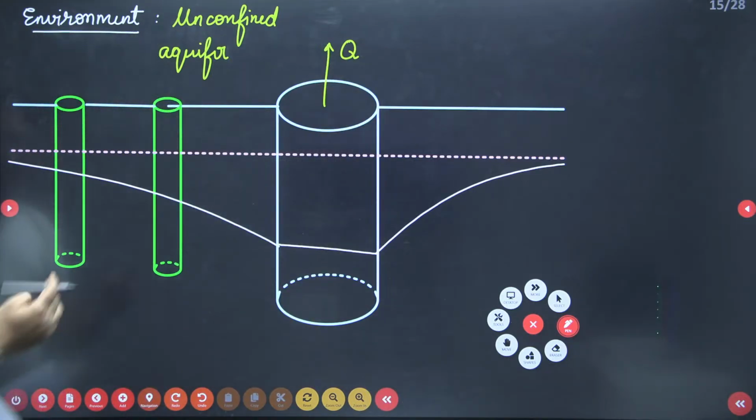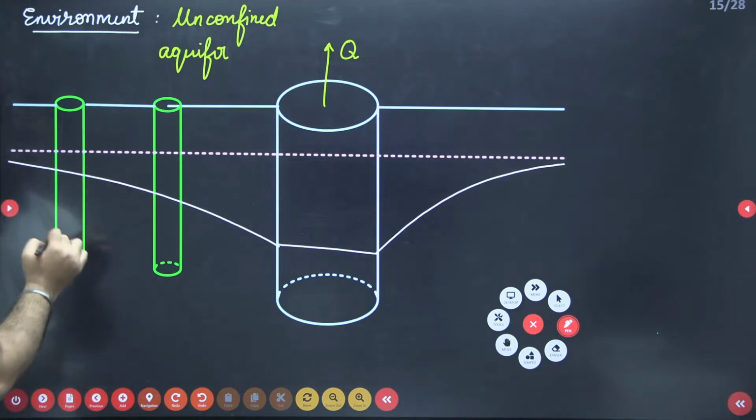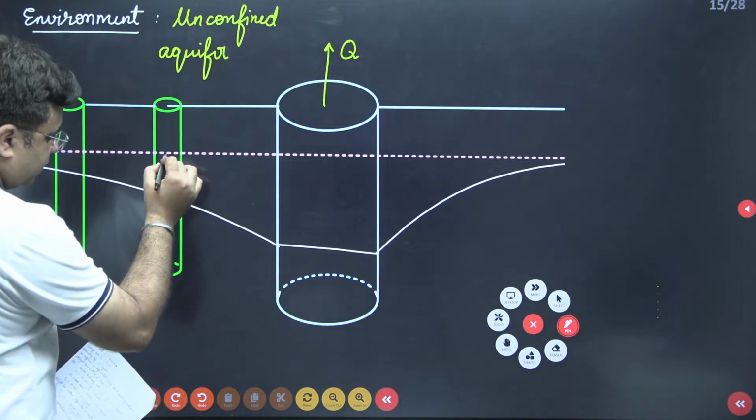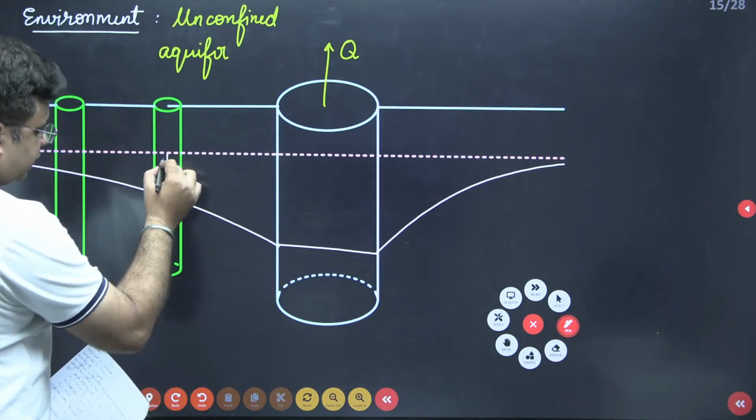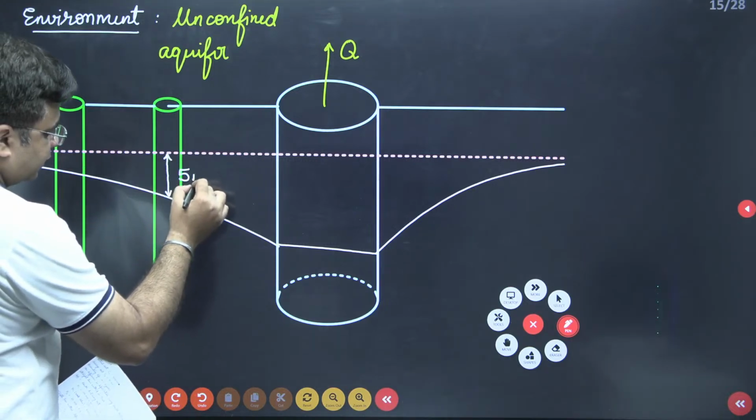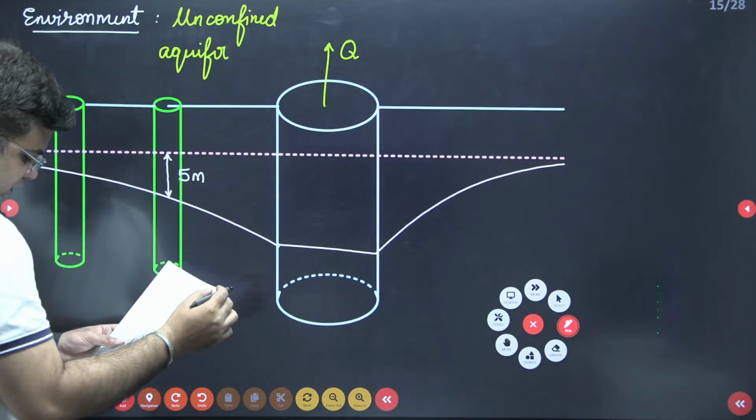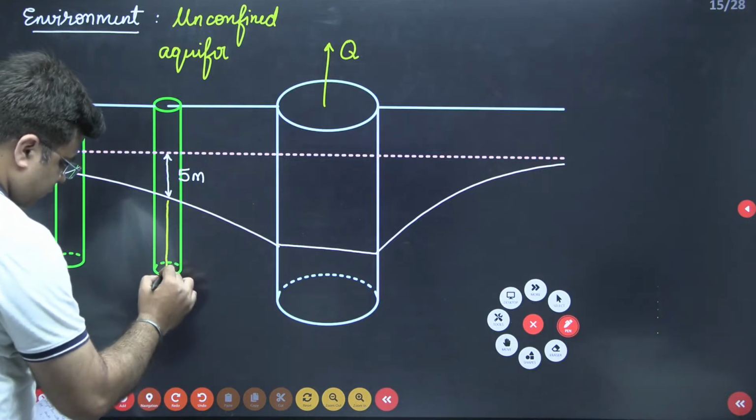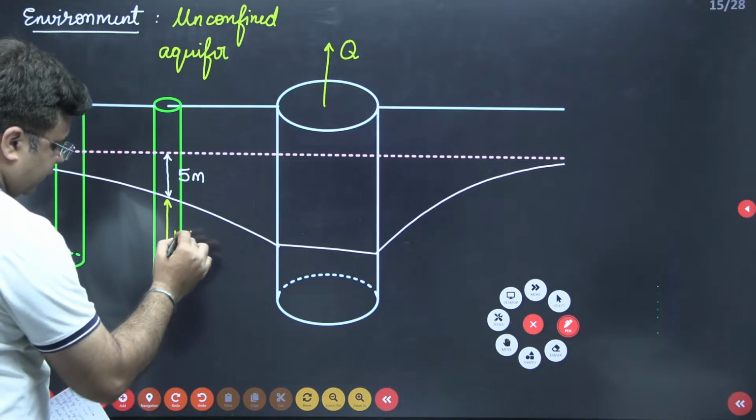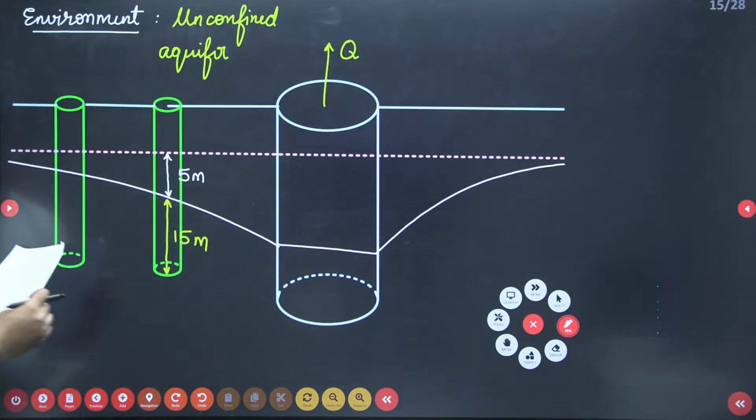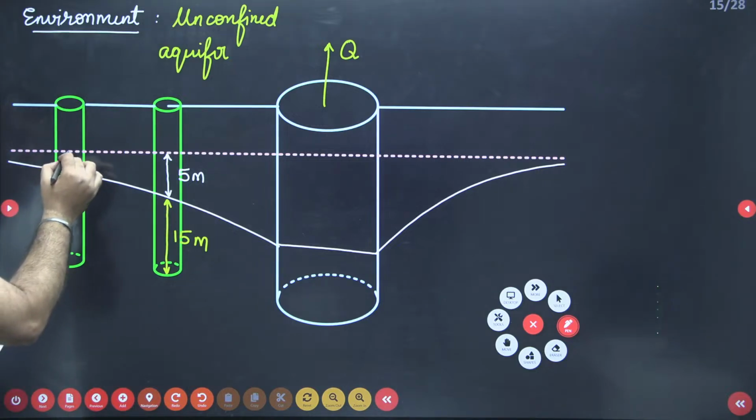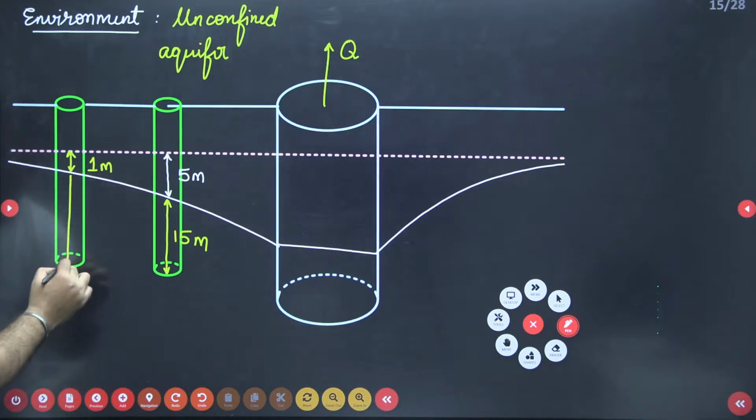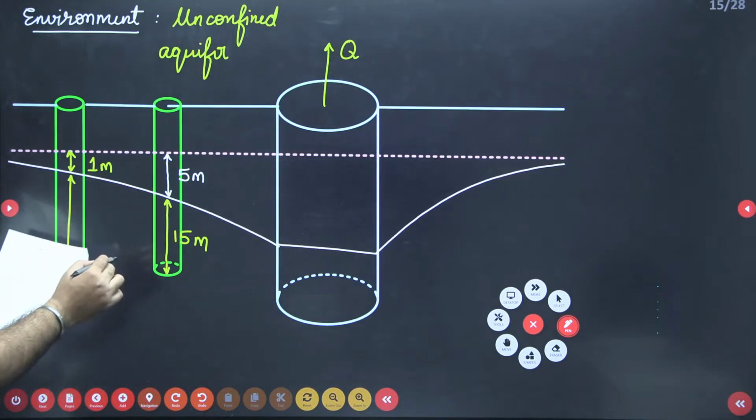Okay. So we know this drawdown in the first observation well. This drawdown is given to you as 5 meters. And from the datum, this is 15 meters. In the second observation well, this drawdown is 1 meter, and from the datum, this is 19 meter.